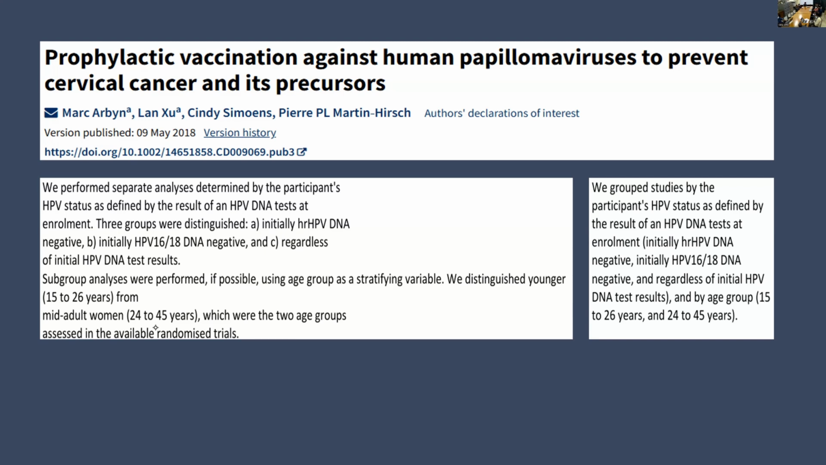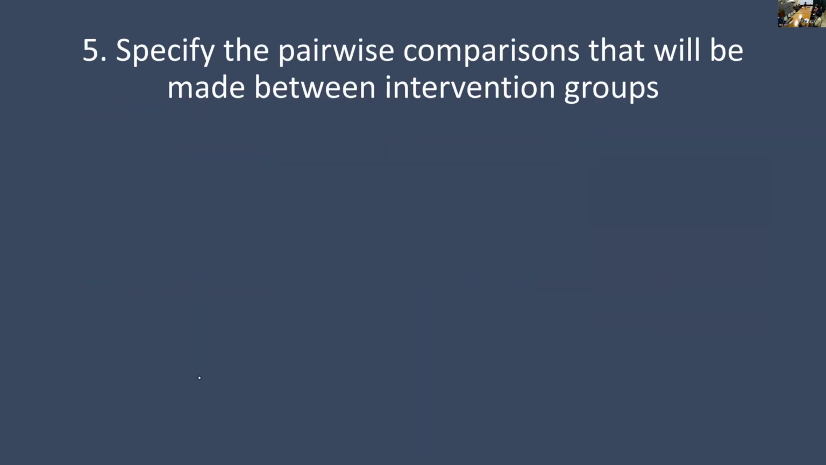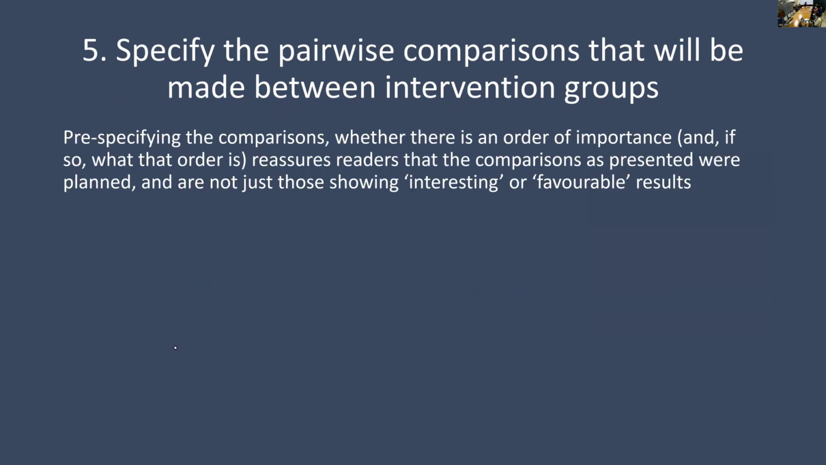Here it is not very clear if all of them will be done, or whether each of them will be the main analysis or a subgroup analysis. He has clearly mentioned that the subgroup analysis is performed, if possible, using age group as a stratifying variable. He's mentioned what younger and middle-aged women are. And he's also mentioned "if possible", so let's say he has done this after doing the analysis, then he has not really planned for it, he just happened to find the difference. Specify the pairwise comparisons that will be made between intervention groups.